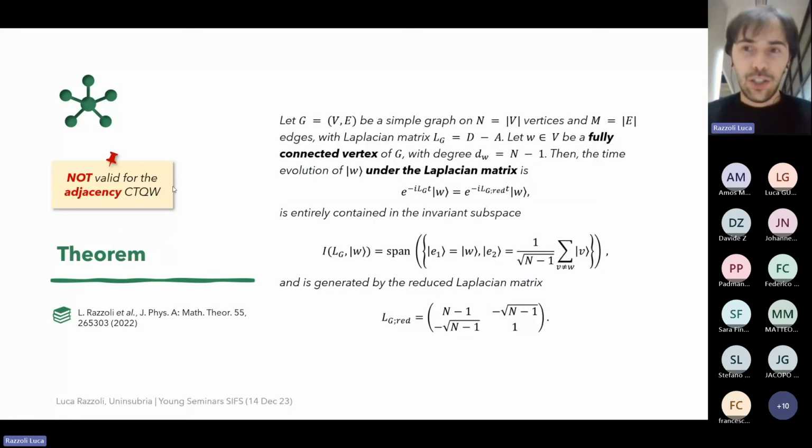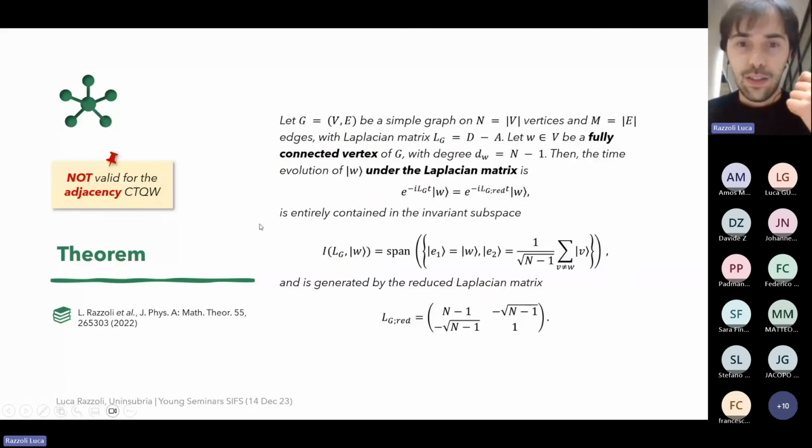So the reason is that whenever we consider the continuous time quantum walk generated by the Laplacian matrix for the fully connected vertex, then we always end up with the same invariant subspace and the same reduced Laplacian matrix. What I want to stress is that this result is specific for the Laplacian matrix because it is not true if we had used the adjacency matrix.